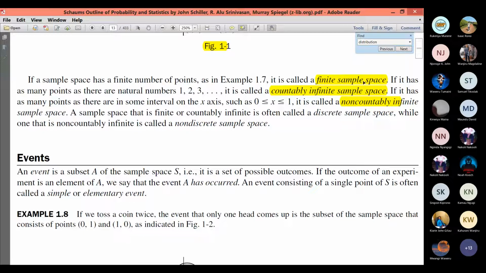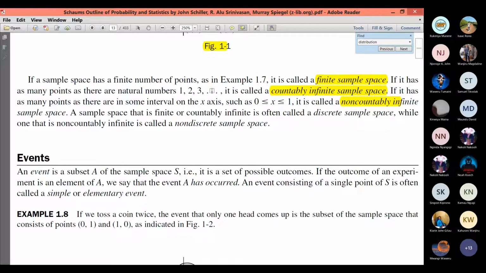There is also another one which, yes, it's countable, but you don't know where to stop. Like natural numbers, which start from 1 to infinity. So you don't know where to stop exactly. But if you look, you can actually count.